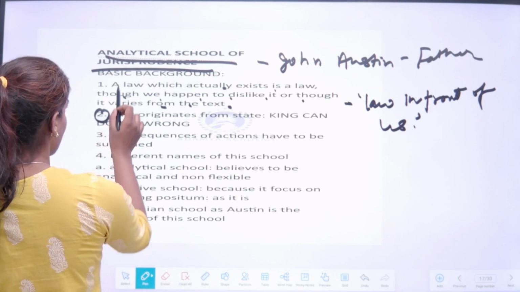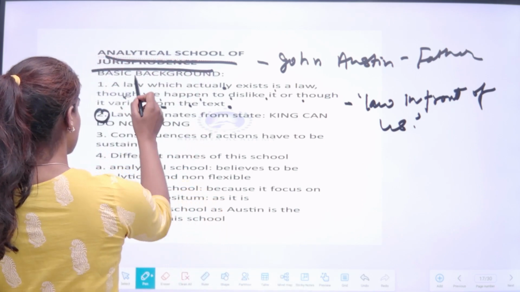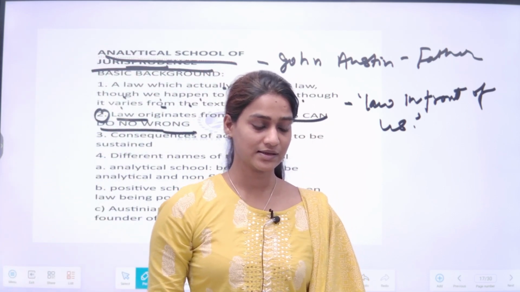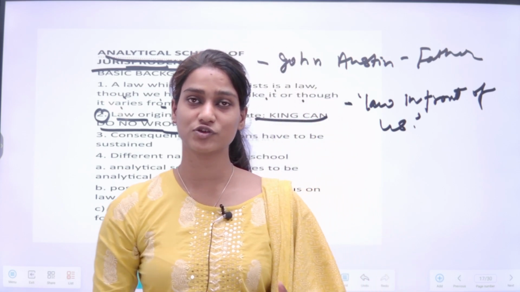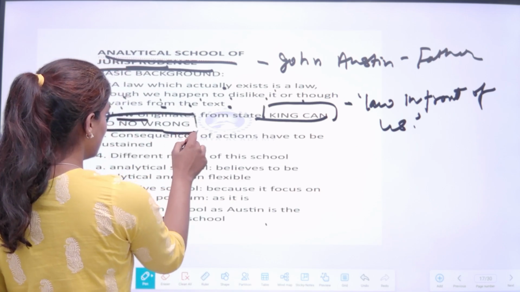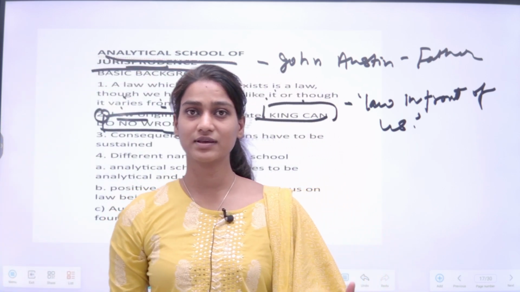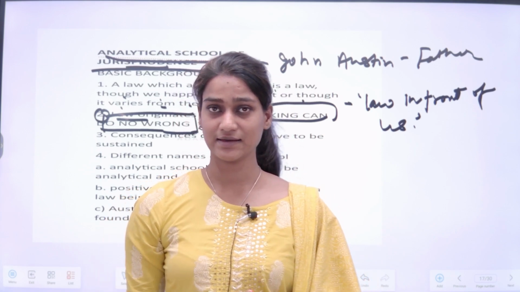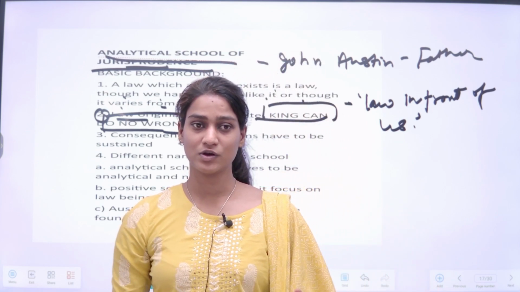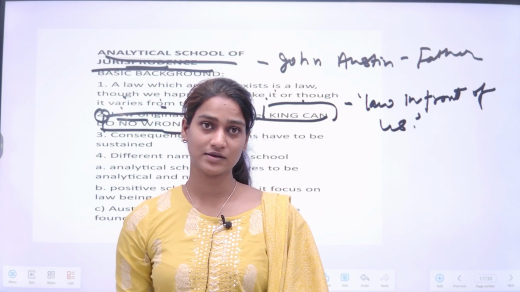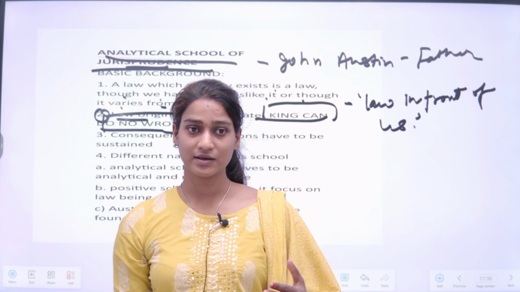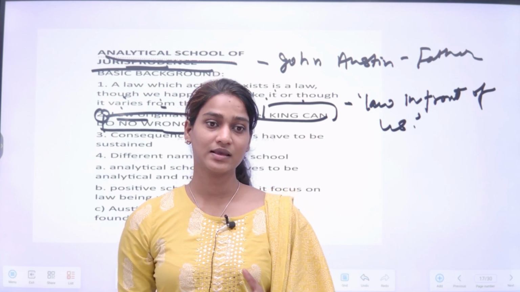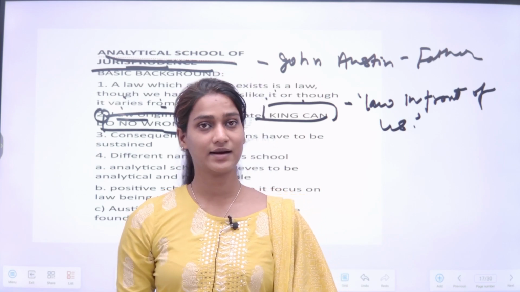Next, what the Analytical School of Jurisprudence has to say. Law originates from the state. King can do no wrong. This is the keyword to remember for this school: king can do no wrong. We have to assume that whatever the king has told his subordinates or the persons governed, they have to follow, whether they like it or not. It is believed in this school that no one can question the authority of the king, and the king can do no wrong, which means the king has the ability to know what is right and wrong, and thus will always form a law which is good for the society. It is presumed so.